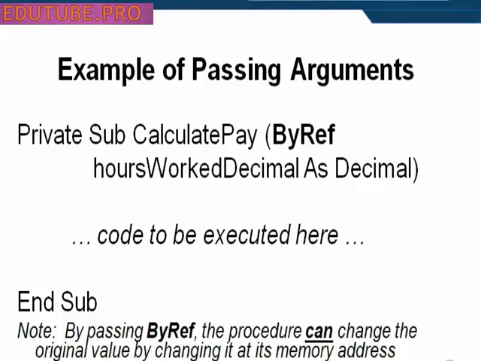However, when you pass the same data by reference, in this example we have the variable hoursWorkedDecimal as decimal being passed by reference, we are now allowing the procedure to change the original value by changing it at its memory address. Remember, the default is to be passed by value. You want to take care when you pass data by reference, since you're allowing the possibility of the original data to be changed. But oftentimes this is what you might want to have done.